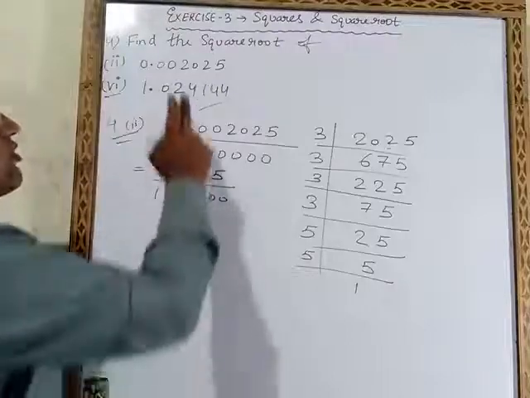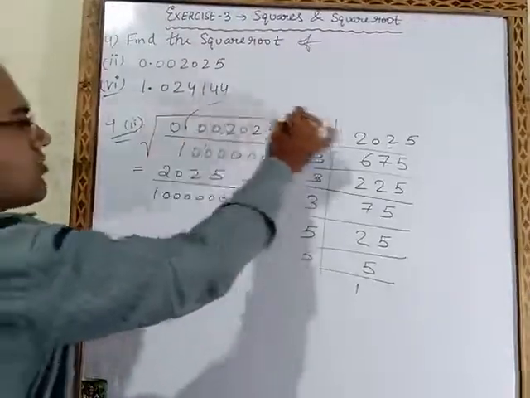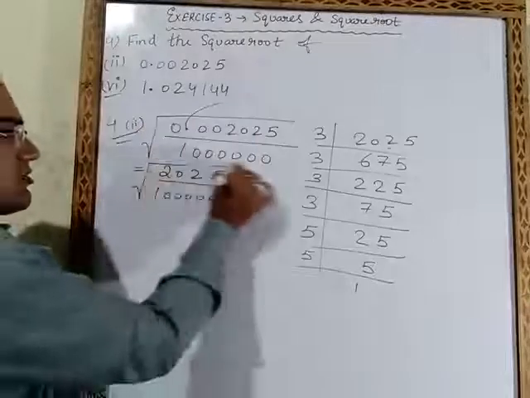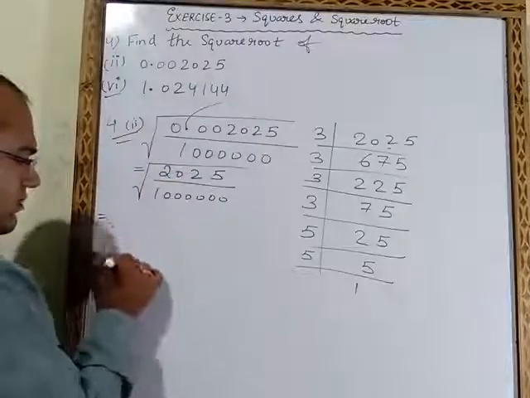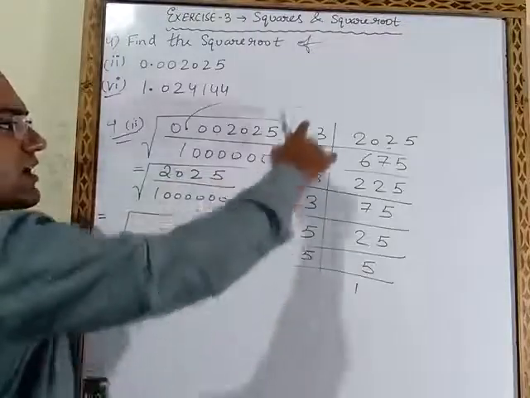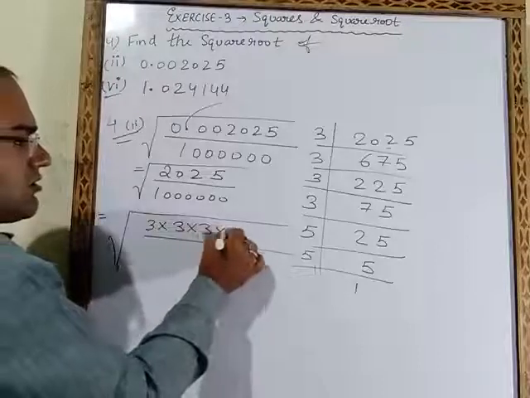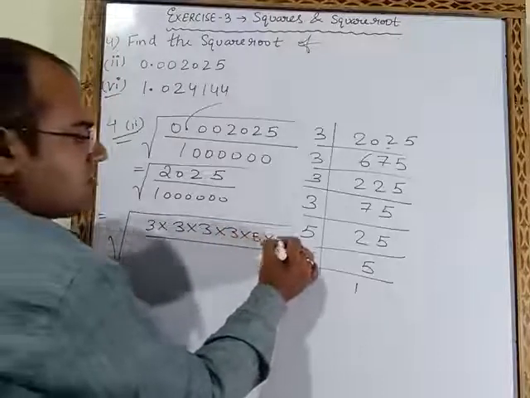So the question is we have to find the square root. So what you have to do? First of all you have to take here the square root sign. Then there also square root we will take. In the next step also we will take square root. So instead of 2025 we will take these numbers. What is coming? 3 into 3 into 3 into 3 into 5 into 5.